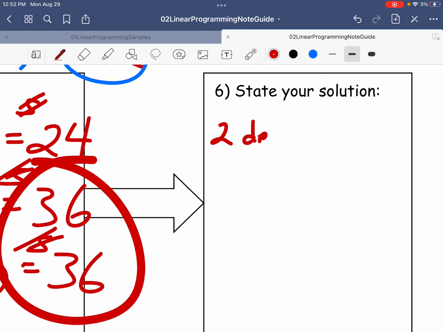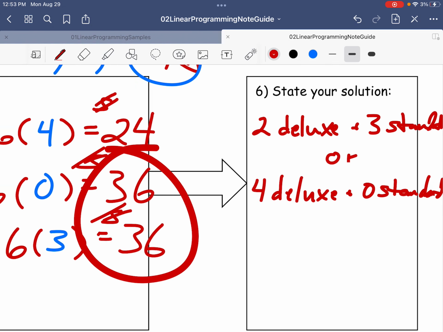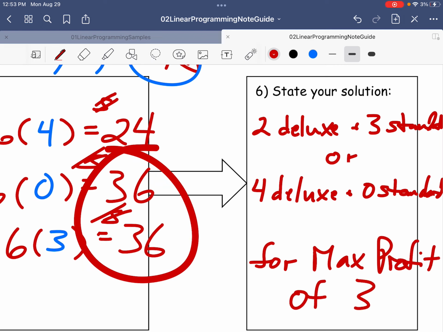You can make 2 deluxe and 3 standard, or you could make 4 deluxe and 0 standard. Yes, you could just make all deluxe. So that's your combination of phones, and that'll give you a max profit of $36.